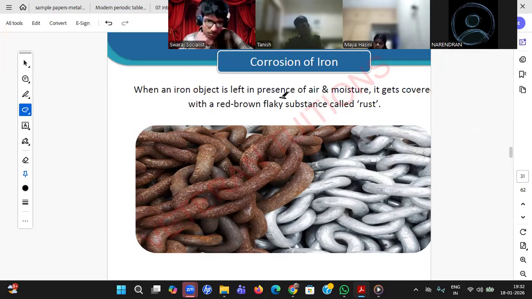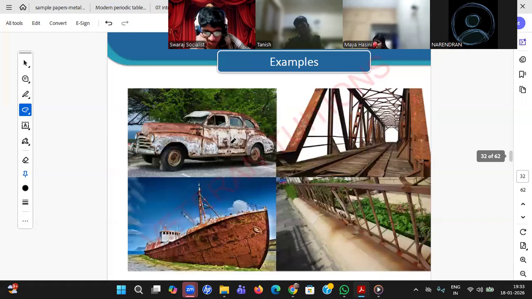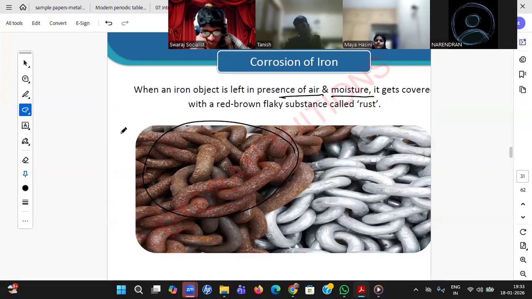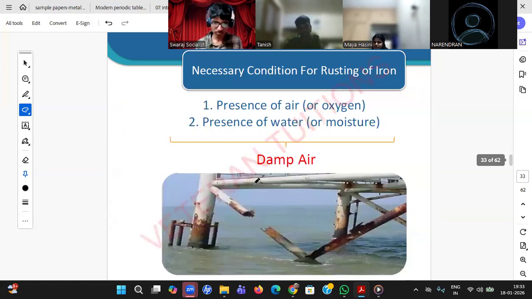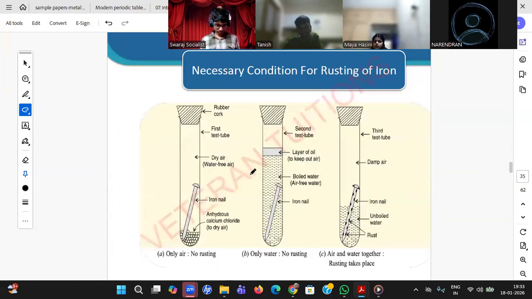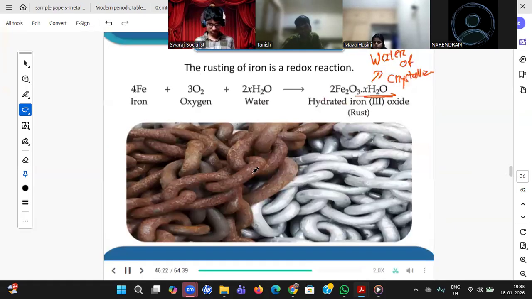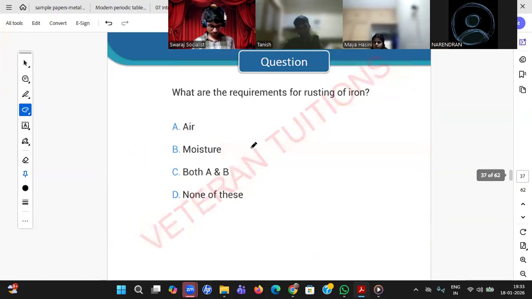An iron object in the presence of air and moisture gets covered with a reddish brown flake and forms rust. Okay, air and moisture, students. If you keep it in water also, it is supplied with air and moisture there also. Okay, it will be corroded. Yeah, so now how will you avoid corrosion? Obviously, students, I think we'll discuss this rusting more in your chapter number 1.